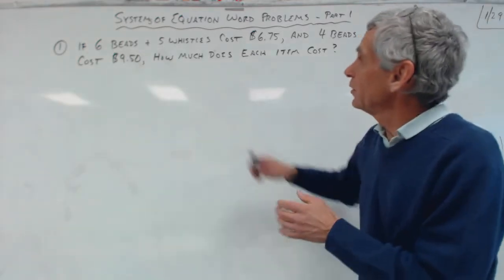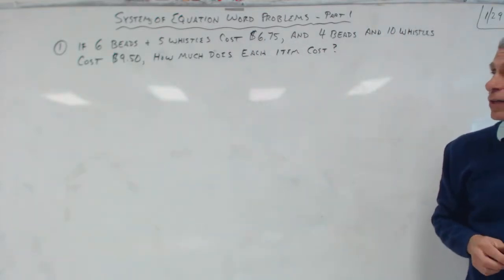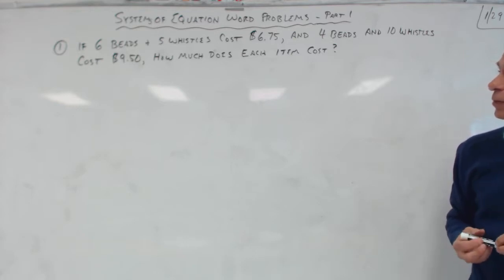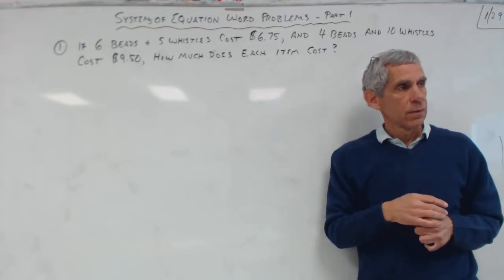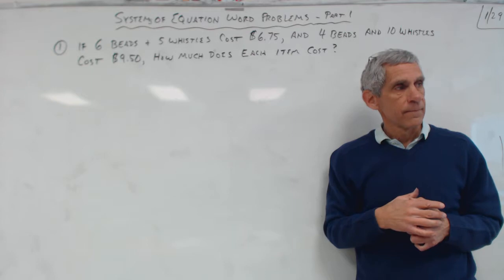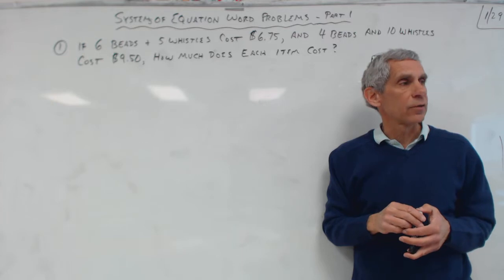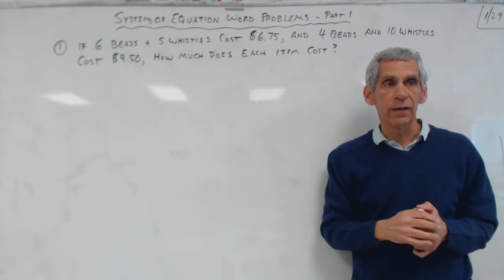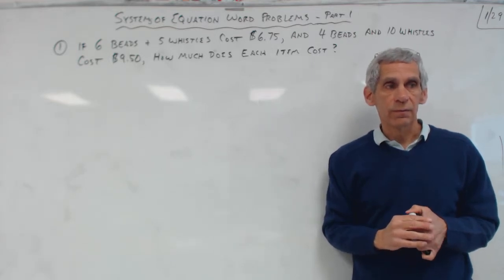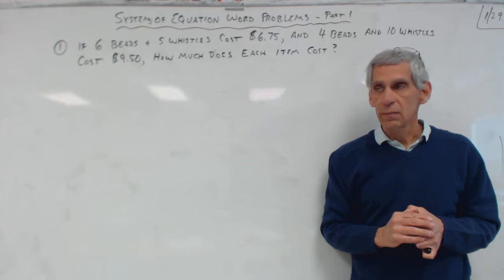All right, so if 6 beads and 5 whistles cost $6.75 and 4 beads and 10 whistles cost $9.50, how much does each item cost? What are they asking us? How much does each item cost? So we want to know how much 1 bead costs and how much 1 whistle costs. So Rosemary, what would you do? If 6 beads and 5 whistles cost $6.75, that's one equation.